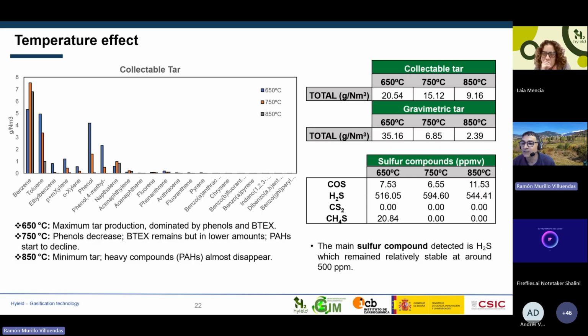Phenolic compounds significantly decrease, while BTEX compounds are still present, but at lower concentrations. At 850, the total tar content reaches its minimum value. Heavy tar compounds, especially PAH, almost completely disappear. This behavior confirms the strong effect of temperature on tar cracking and reforming reactions.